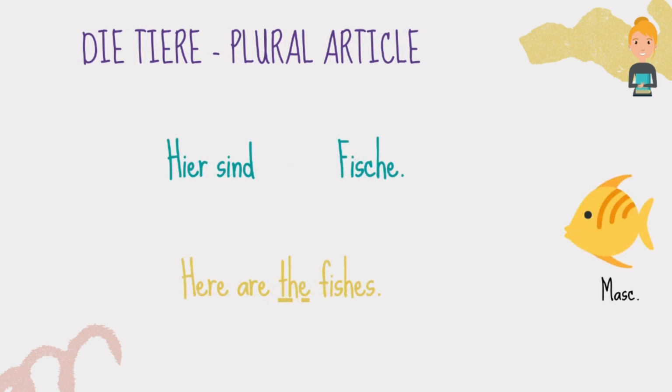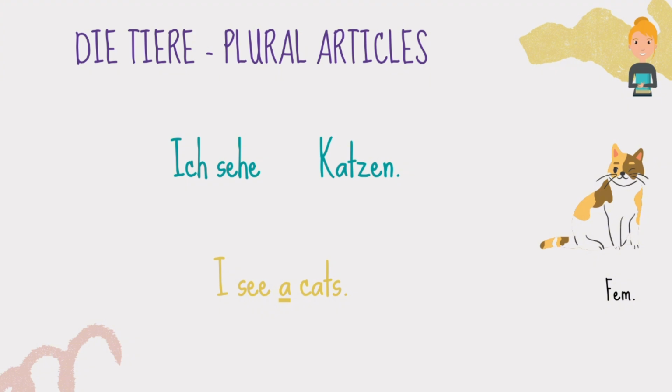Fische is a plural noun, and this noun is masculine. Looking at the English translation, what article do we need? What is the correct article to use for this noun? Pause the lesson to take a moment to consider. We would use the definite article die in this case. What about the noun Katzen? What is this noun's gender, and what article do we need? Pause the lesson to take a moment to consider. Trick question. As you remember, there are no plural indefinite articles.